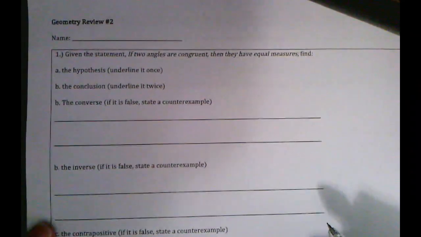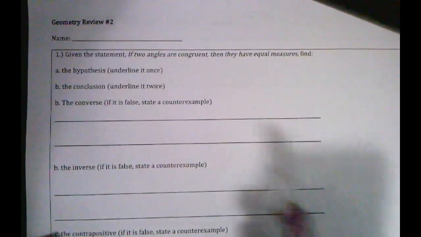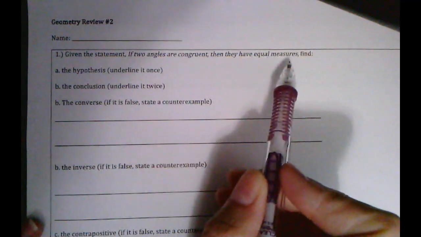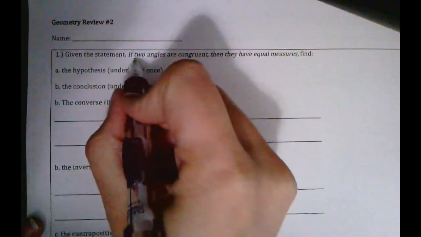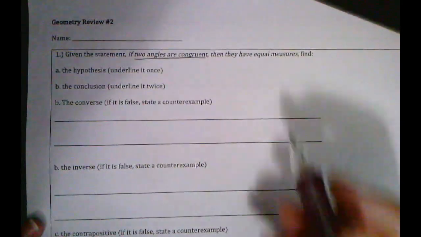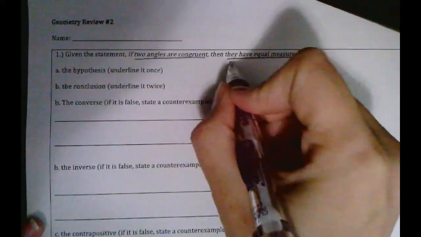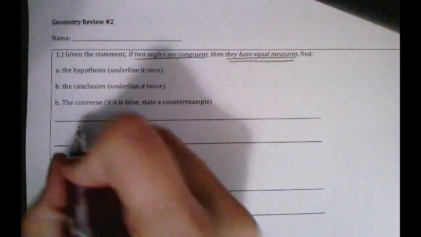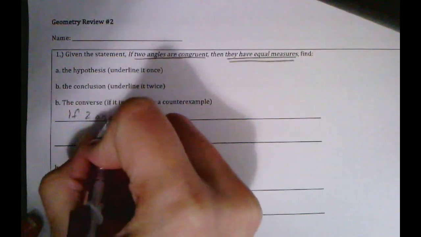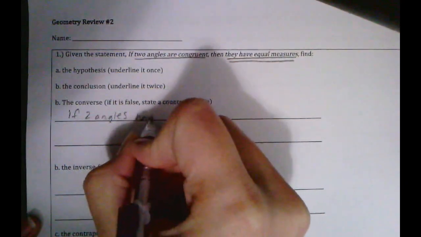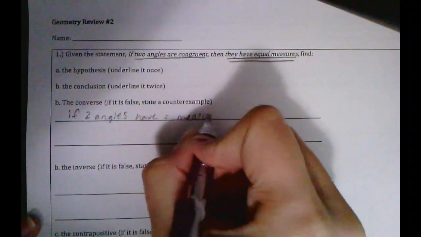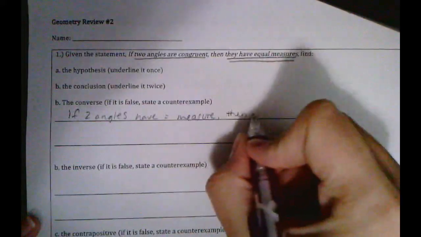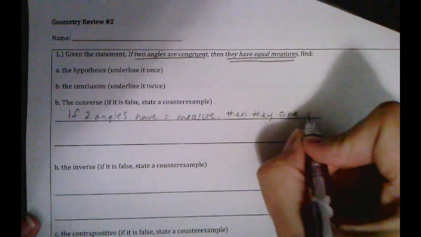Here are the answers to review sheet number 2. So for the given statement, if two angles are congruent, then they have equal measures. Two angles are congruent would be the hypothesis. They have equal measures would be the conclusion. The converse would be if two angles have equal measures, then they are congruent.